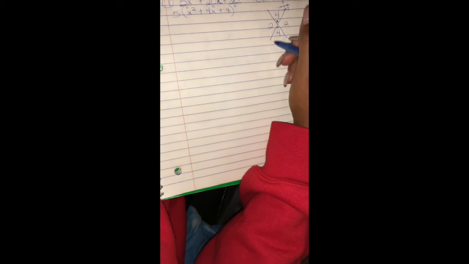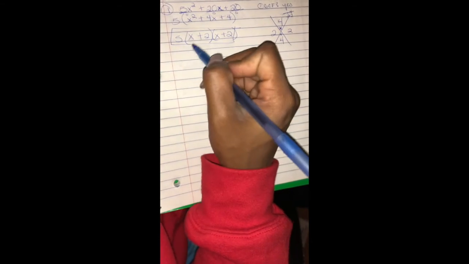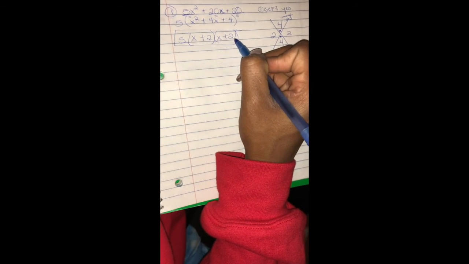Which of these would add to get 4? Well, 1 plus 4 would give us 5, so it can't be that one. 2 plus 2 would give us 4, so it's going to be 2 and 2. Since we factored out the greatest common factor, bring down that 5, set up your 2 sets of binomials, with x here and x here, because x squared is factored, and then a positive 2 and a positive 2. So these are your 3 factors: 5 times x plus 2 times x plus 2.